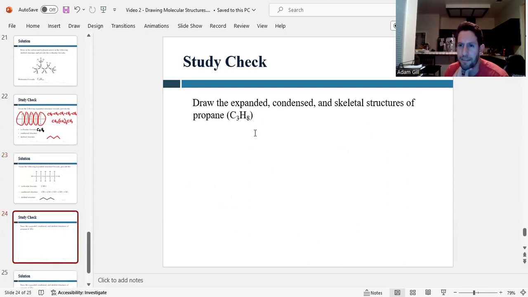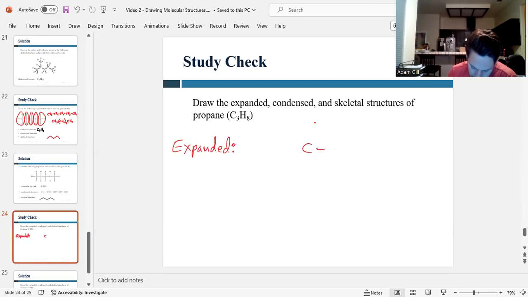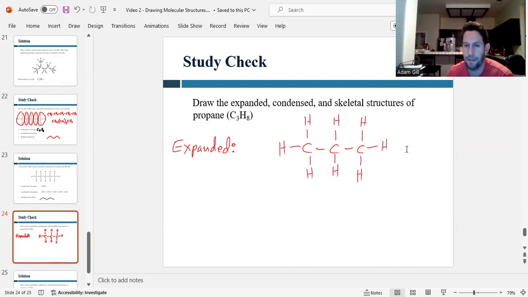Let's do some more practice. Draw the expanded, condensed, and skeletal structures of propane, C3H8. So first, let's do the expanded. Well, there's 3 carbons. Every carbon needs 4 bonds. So 1, 2, 3, 1, 2, 1, 2, 3. So that's the right number of bonds. And then we've got to fill in 8 hydrogens. So 1, 2, 3, 4, 5, 6, 7, 8. There's our 8 hydrogens.